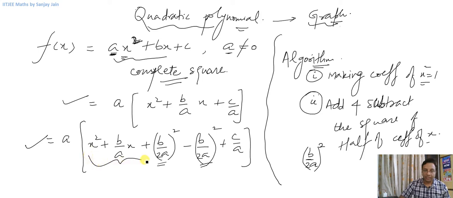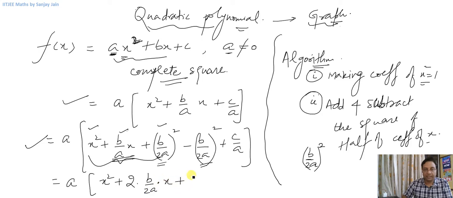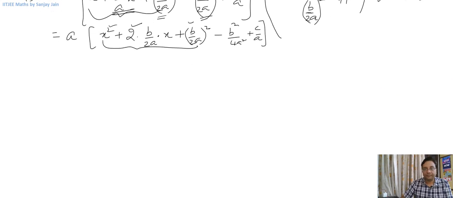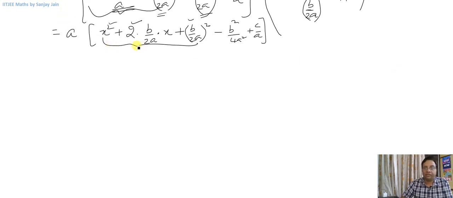How? Now if you look at this, what is this? a square plus b square plus 2ab. Let me show you. a into x square plus, how can I write this term? Twice of b by 2a into x, and then there is b by 2a whole square. Now look at this expression: a square plus b square plus 2ab, and then the rest of the expression, minus b square by 4a square plus c by a. Now the first part has already become a complete square.